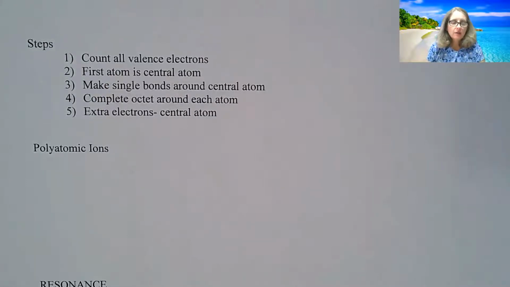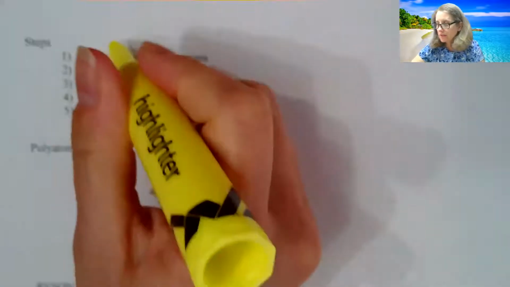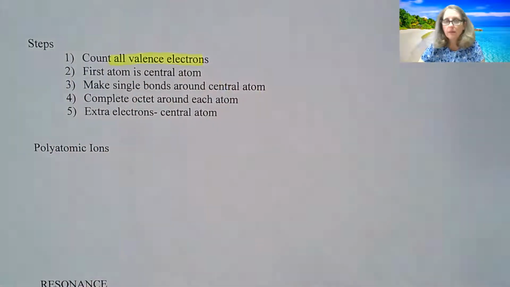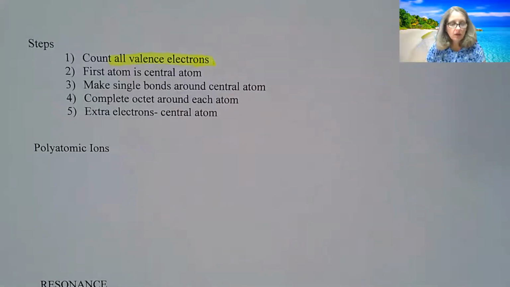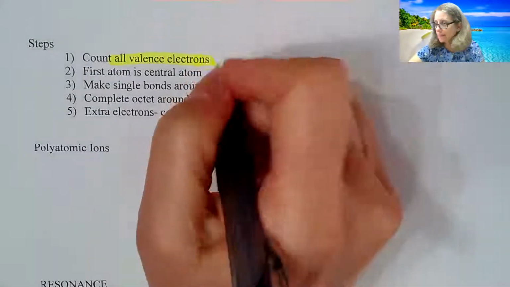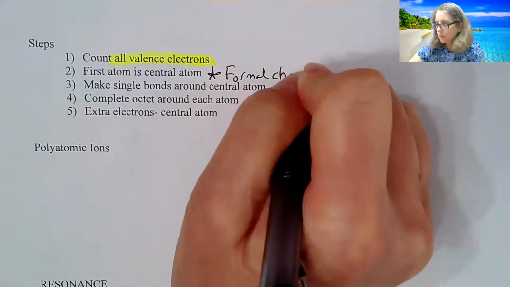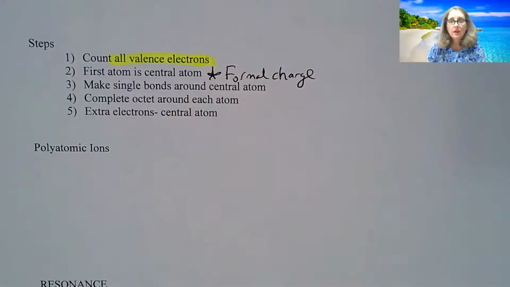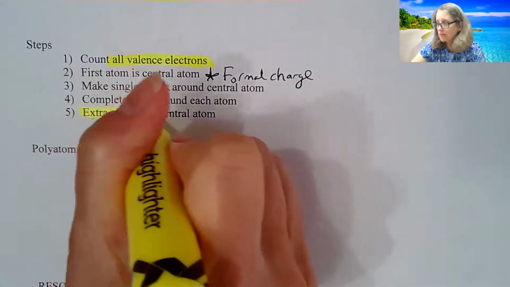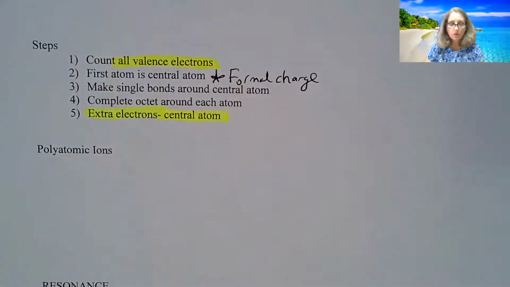But the first thing you're going to do is count all of the valence electrons that are in the molecule itself. You're going to put the first atom as the central atom, and we will add to this when we talk about something called formal charge, where you actually have to determine what the central atom is, but I will point to that a little bit later in the notes. Make single bonds around the central atom, complete the octet around each atom, and then any extra electrons you might have are going to go on the central atom as lone pairs.